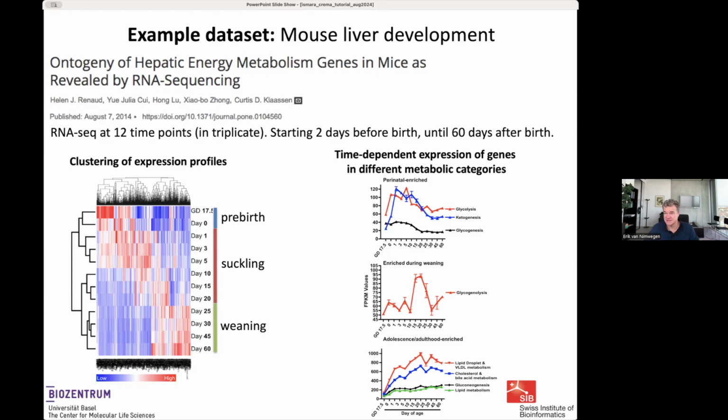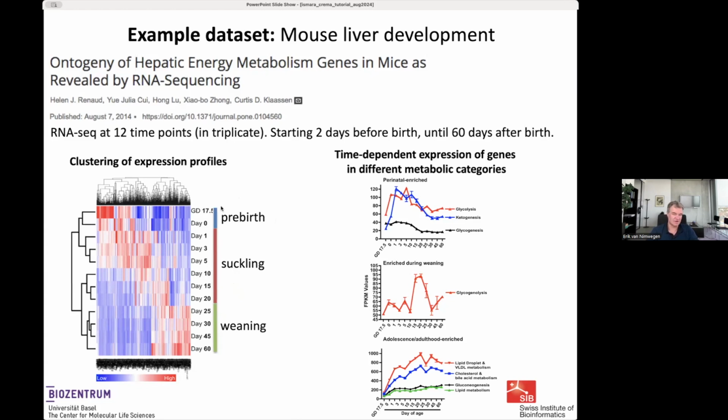So the example data set that I'm going to use is a data set about the liver development in mouse. So this is not our data, we just took it. It's a public data set. It's this Renaud et al. from 2014. They took 12 time points in triplicate, so they had 36 samples in total, starting 2 days before birth until 60 days after birth. And they sort of divided this in what they call pre-birth, suckling stage, and weaning stage of the young mouse.